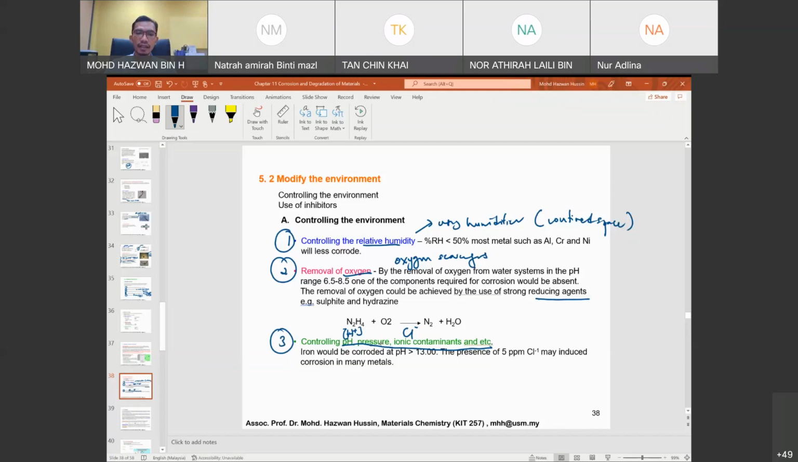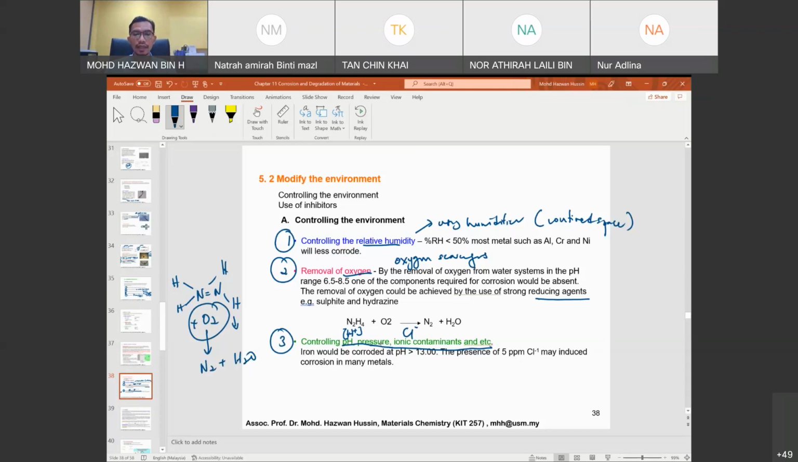Okay. Hydrazine, macam mana dia punya structure? Hydrazine is like this. So if you add it with oxygen, what happens is that it will form nitrogen gas plus H2O. So you will reduce the corrosive content and it will become nitrogen. Nitrogen is a noble, inert gas, and water.